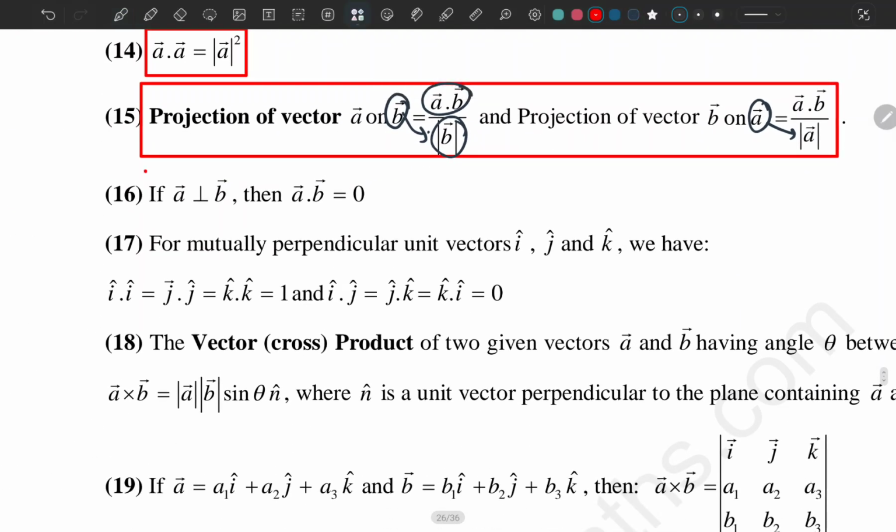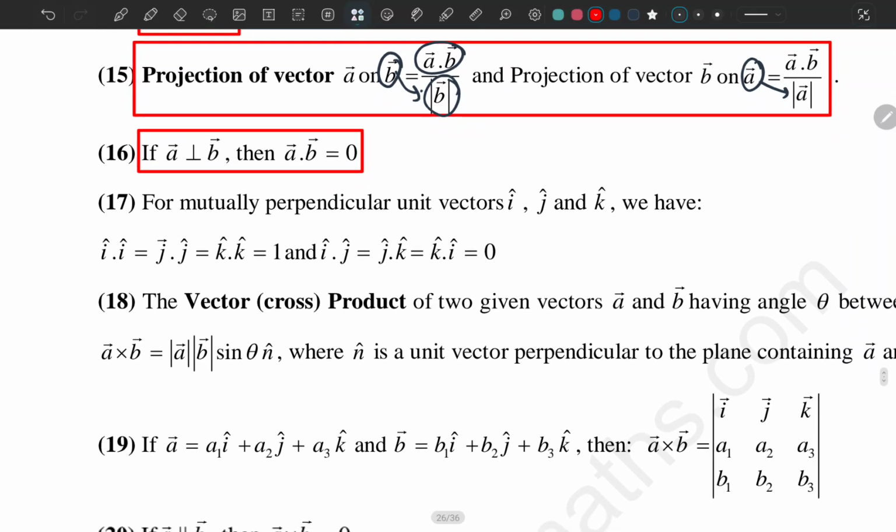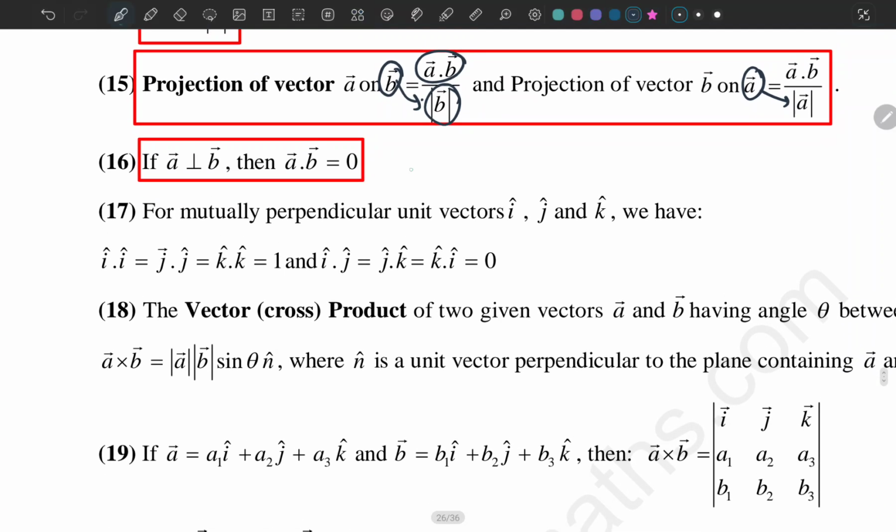And this is very important. If a vector is perpendicular to b vector, then a vector dot b vector is always 0. And how so? Because theta is 90 degrees, right? In between these two vectors, theta is 90 degrees, so cosine of 90 degrees is always 0. That is why a dot b vector is 0.